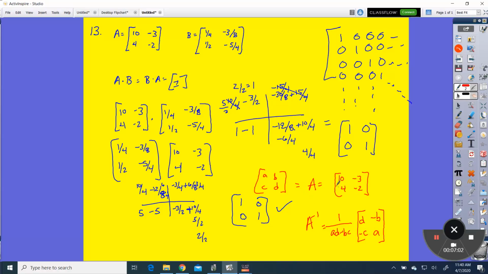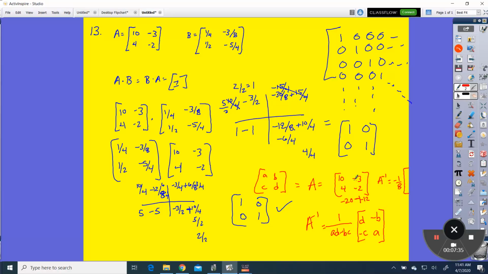So now here's our example. Should have done this on a new page. So the A inverse, here's A times D, so 10 times negative 2 is negative 20, minus B times C. So minus 3 times 4 is 12. So minus and minus turns into a positive, so negative 20 plus 12 is negative 8. So this is negative 1 over 8.